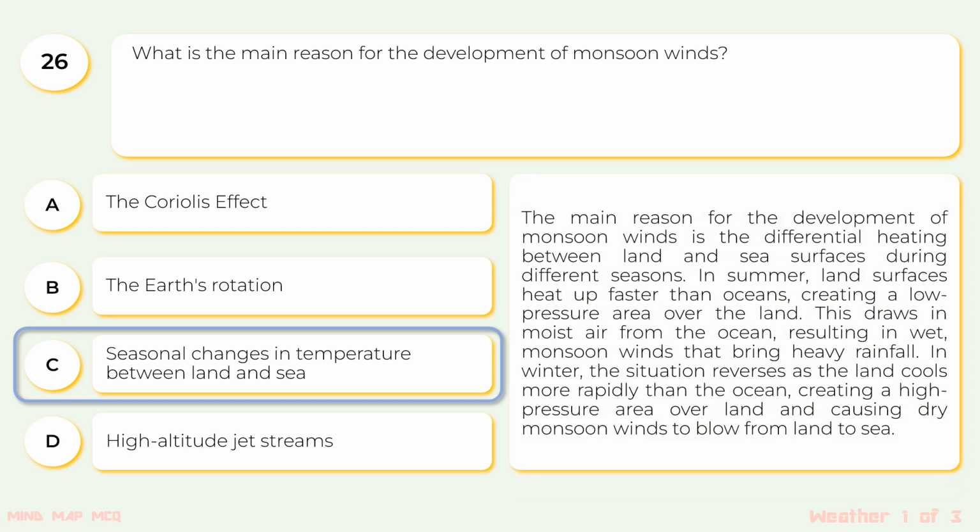The main reason for the development of monsoon winds is the differential heating between land and sea surfaces during the different seasons. In summer, land surfaces heat up faster than oceans, creating a low pressure area over the land. This draws in the moist air from the ocean, resulting in wet monsoon winds that bring heavy rainfall. In winter, the situation reverses as the land cools more rapidly than ocean, creating a high pressure area over land and causing dry monsoon winds to blow from land to sea.